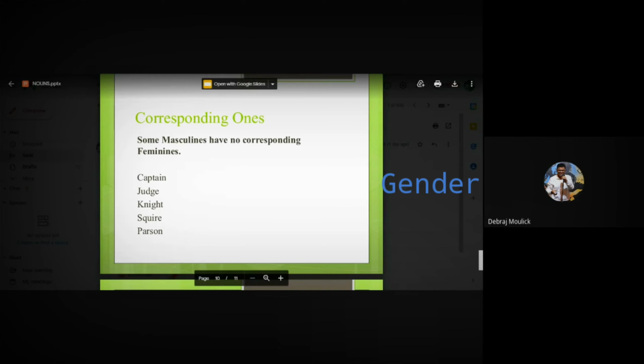But nowadays there are many females in the army. There are lady battalions. In the Indian National Army of Subhash Chandra Bose, there was the Jhansi Brigade, a female brigade. So things are changing slowly. Maybe after a few years, this tagline that masculine words have no corresponding feminine will disappear, right?